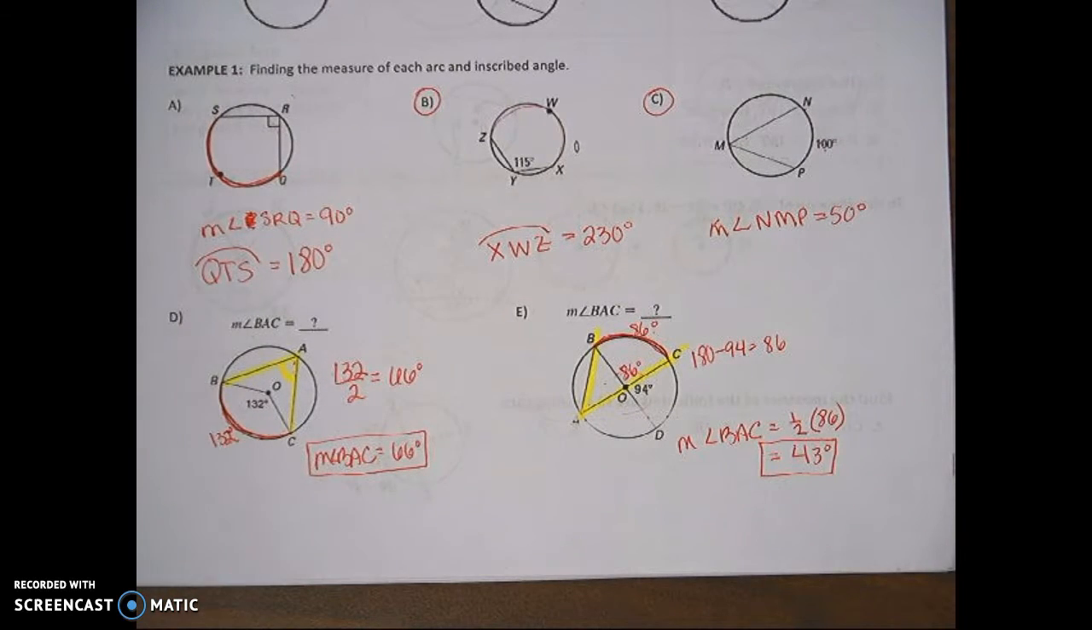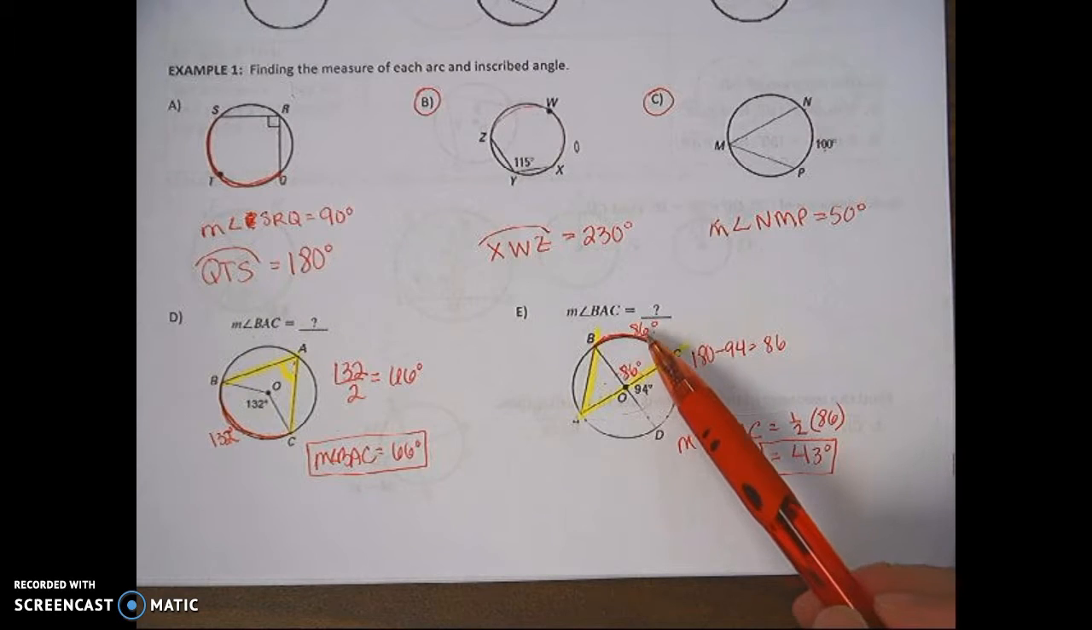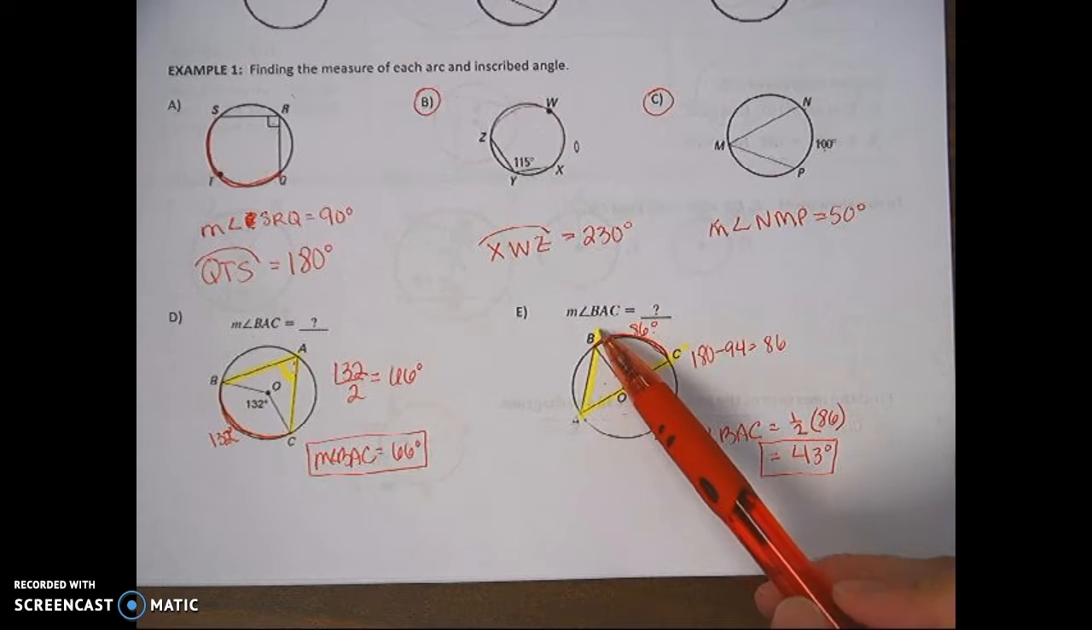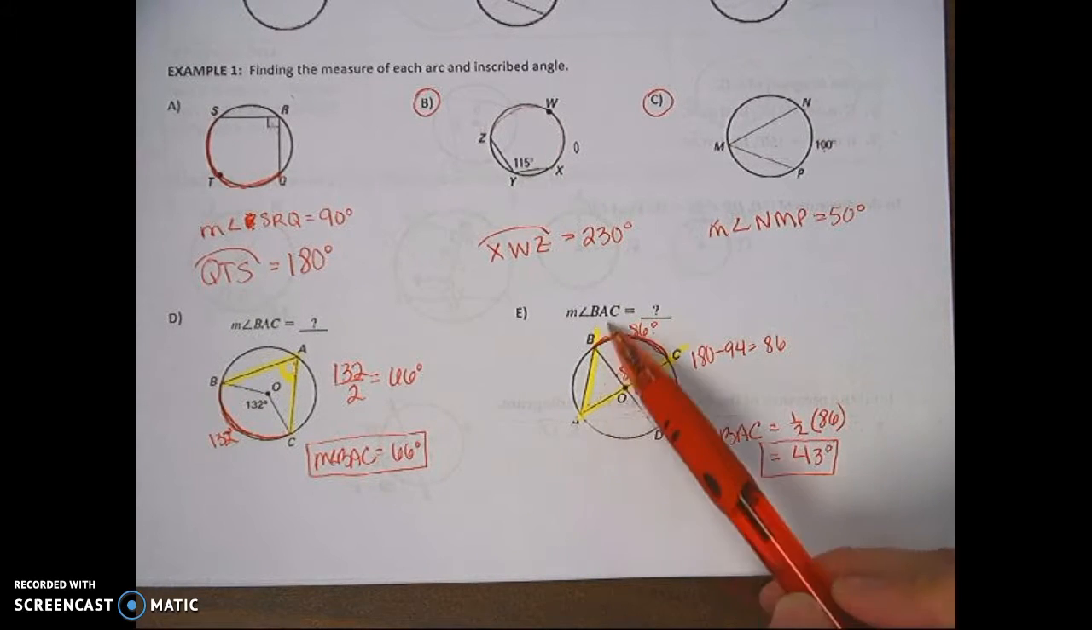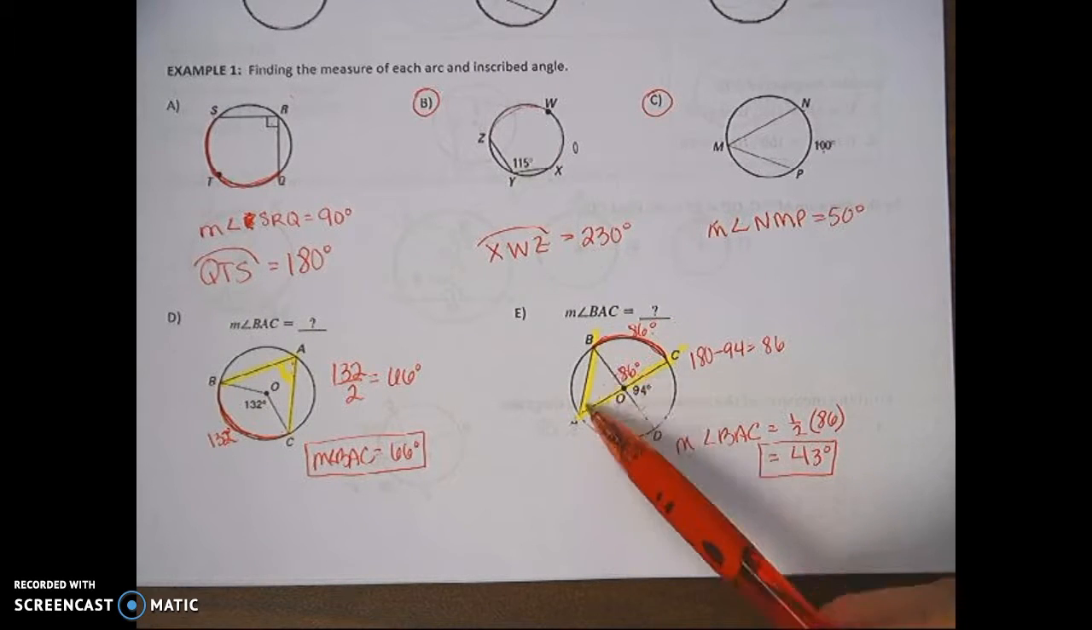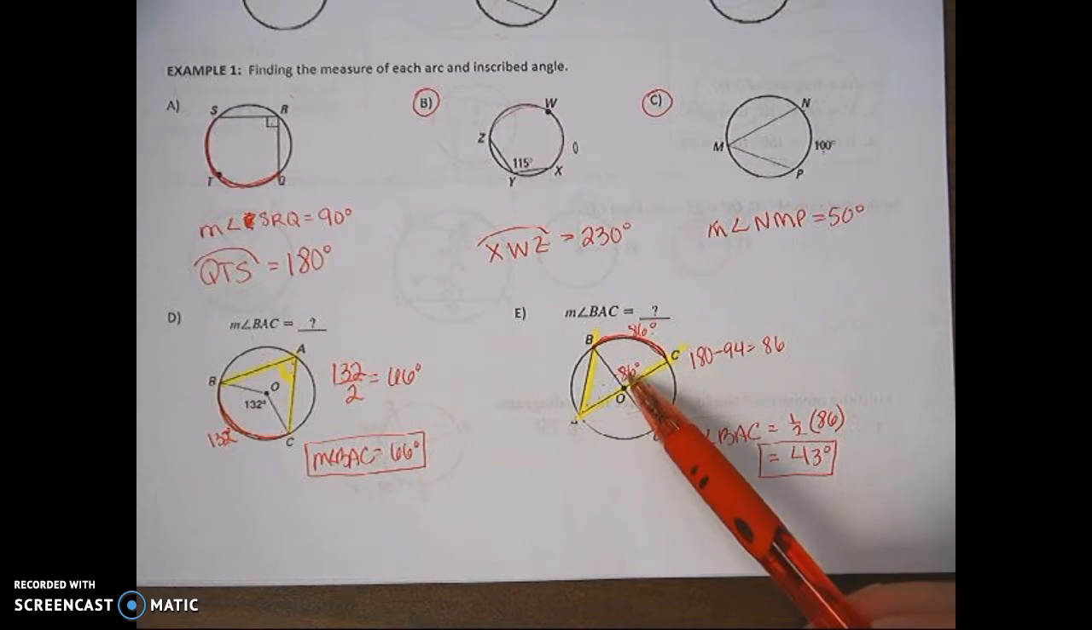Again, look at that and make sure that you understand what we were doing with that angle measure and how I worked that arc and angle together. Again, you can see that the intercepted arc is BC of the angle BAC, and then the central angle that goes with it is the one across from it, which is 86 degrees.